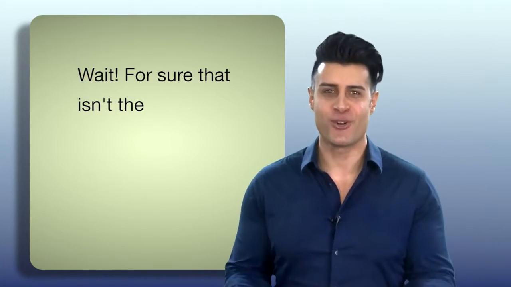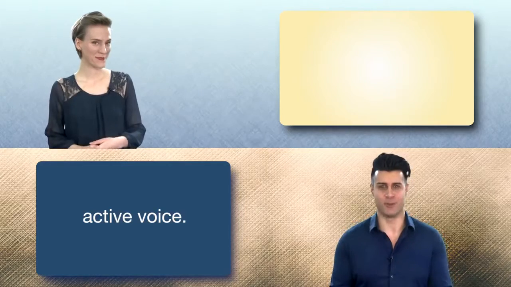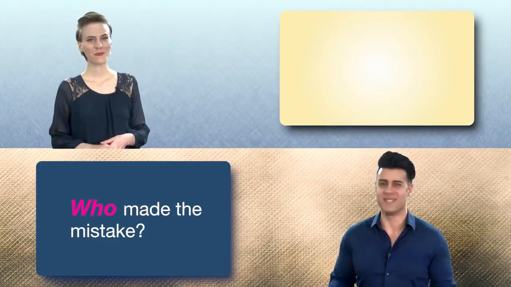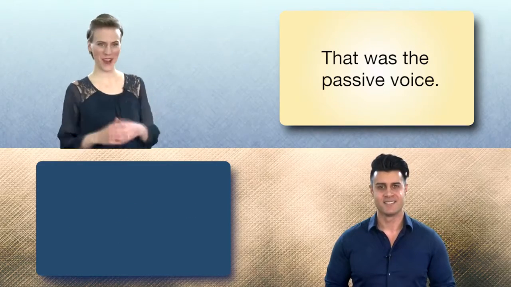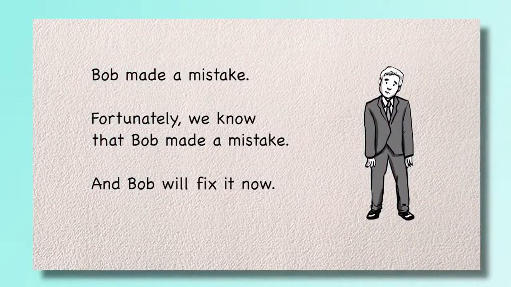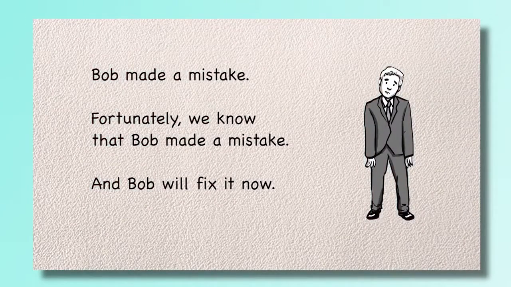Wait, for sure that isn't the active voice. I mean, there's no subject there. Who made the mistake? That was the passive voice. Let's hear that again in the active voice. Bob made a mistake. Fortunately, we know that Bob made a mistake, and Bob will fix it now.